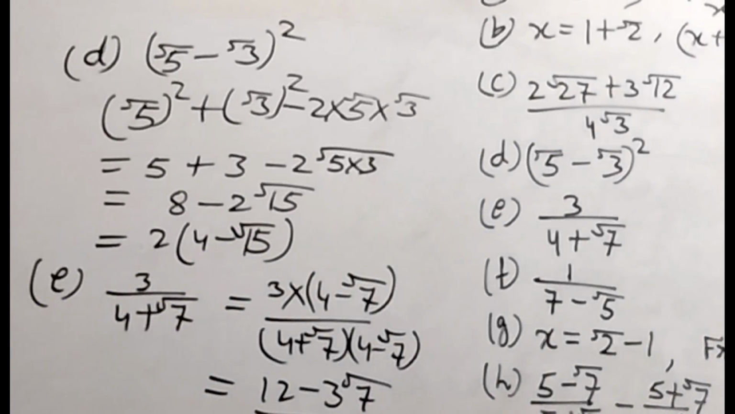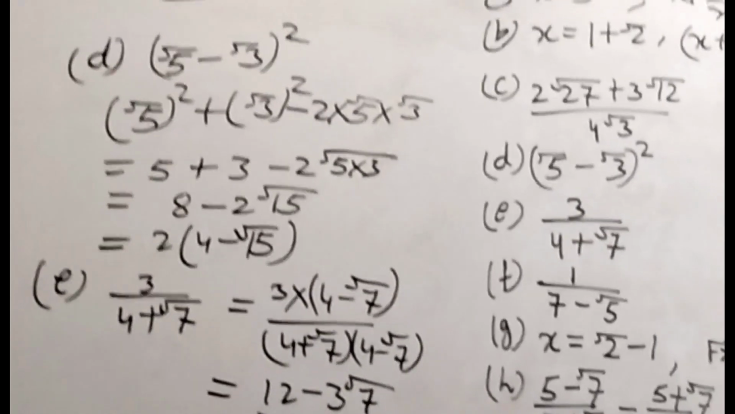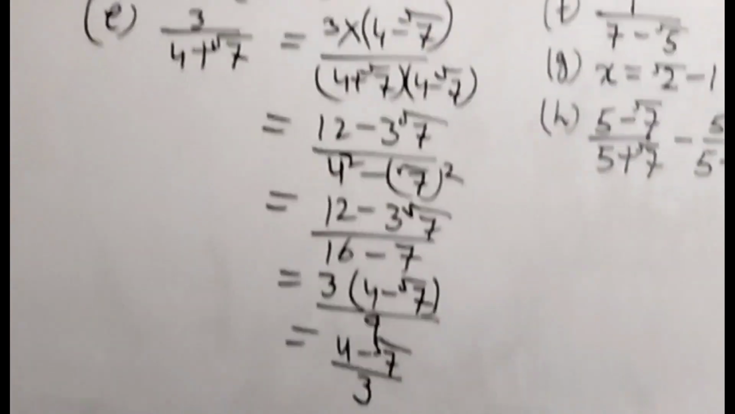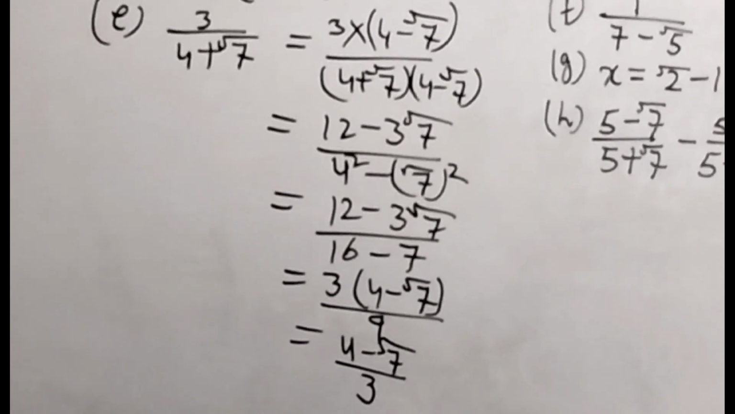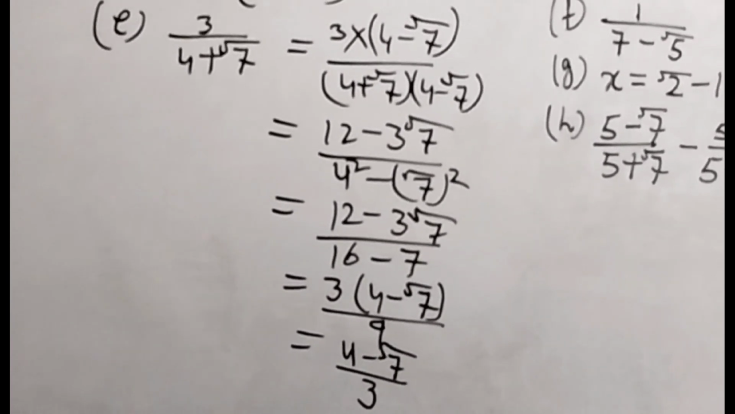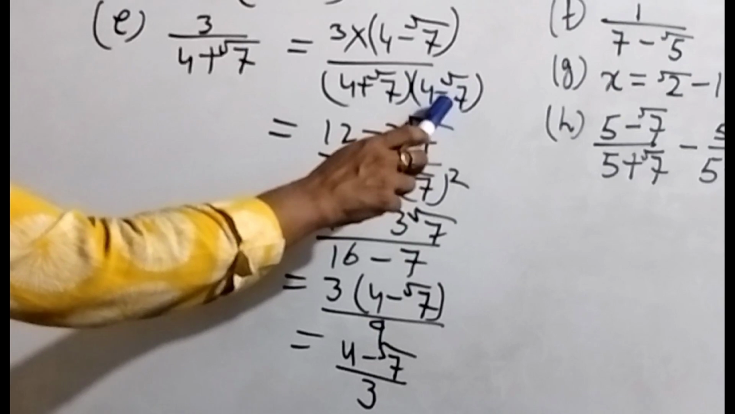Now E. E is given as 3 by 4 plus root 7. Now 4 plus root 7 is in the denominator. What do you have to do? You have to rationalize the denominator. How can you rationalize the denominator? You have to multiply 4 minus root 7 in numerator and denominator. That is 4 minus root 7 over 4 minus root 7.